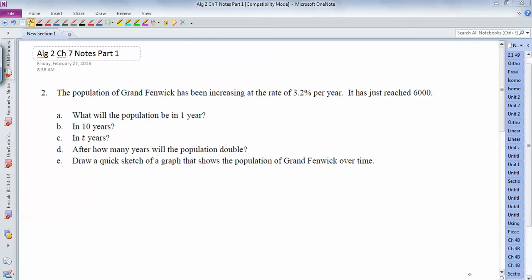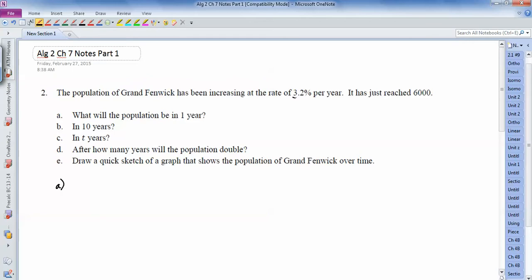Okay, so in this video I want to look at Chapter 7 notes, the first handout, and we're going to do number 2. So this is another thing that's growing at a certain rate every year. Just like the previous problem, it was about tuition growing at a certain rate every year. Right now we've got a town and the population just reached 6,000, and it grows at 3.2% a year, and we want to figure out what's the population in 1 year.